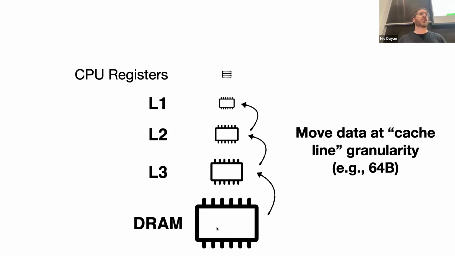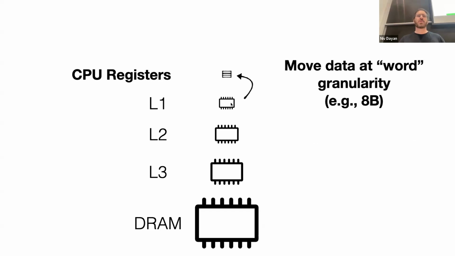Data moves from RAM across the different CPU caches at the granularity of a cache line, right? And a cache line varies on different machines, but for this lecture, let's assume that it's something like 64 bytes or 512 bits. However, to actually process a piece of information, that happens at the granularity of a word, 8 bytes. So when something is in the L1 cache, you want to actually read individual words from that cache line, bring them to the register, and process them.